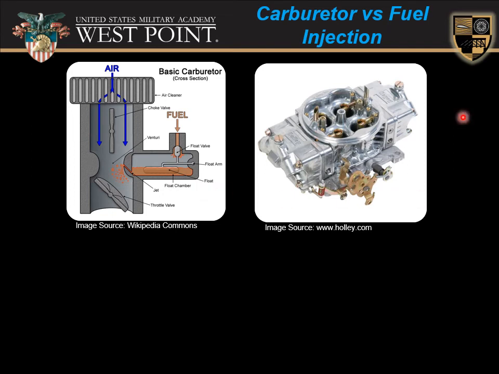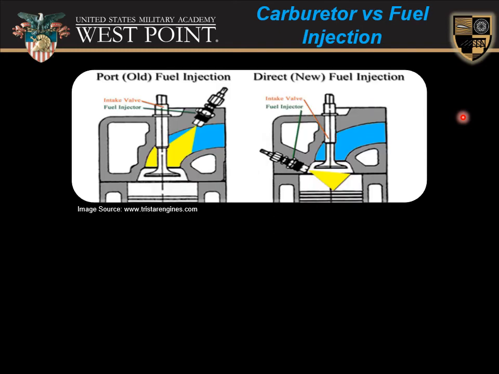Now, while this design is mechanically brilliant, it is not the most fuel efficient. So most modern cars, to optimize the fuel-air mixture, will use fuel injection. Now, there are two types of fuel injection in spark ignition engines. One is the port injection, and the newer design uses direct injection. Something like the new Ford F-150 EcoBoost engines use direct injection.